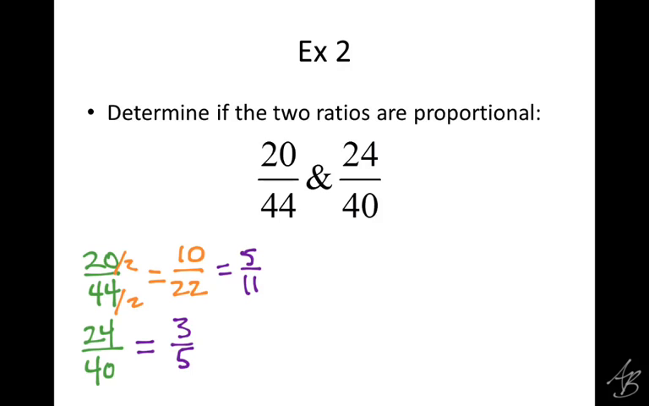Reducing both of them completely, we get 5 over 11 and 3 over 5. Are they proportional? No. So these 2 fractions are not equal to each other. They might be kind of close, but they're not equal, so not proportional. No would be a good enough answer there.